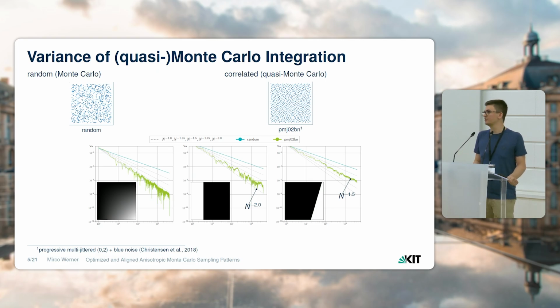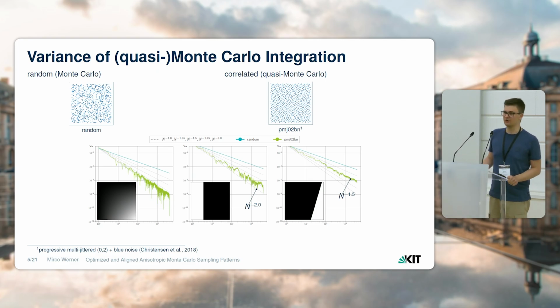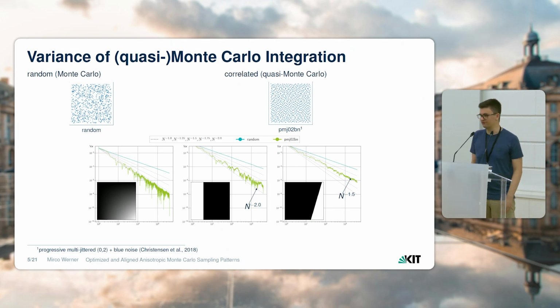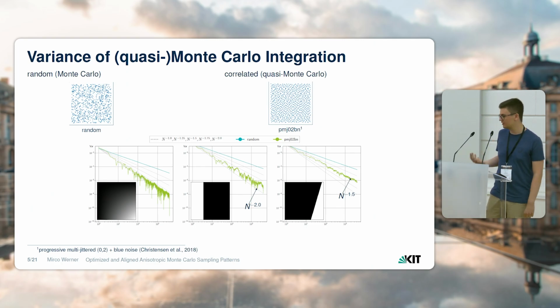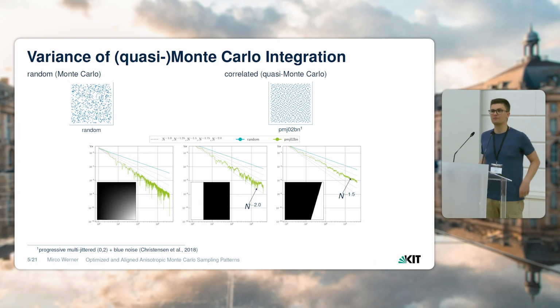So we use quasi-Monte Carlo integration. We can see now that we get exceptional convergence behavior on smooth integrands. But for discontinuous integrands, this convergence rate drops. In the case that this discontinuity is at least axis aligned, we still get pretty good convergence behavior. But for arbitrarily oriented discontinuities, we can see that this convergence rate drops significantly.